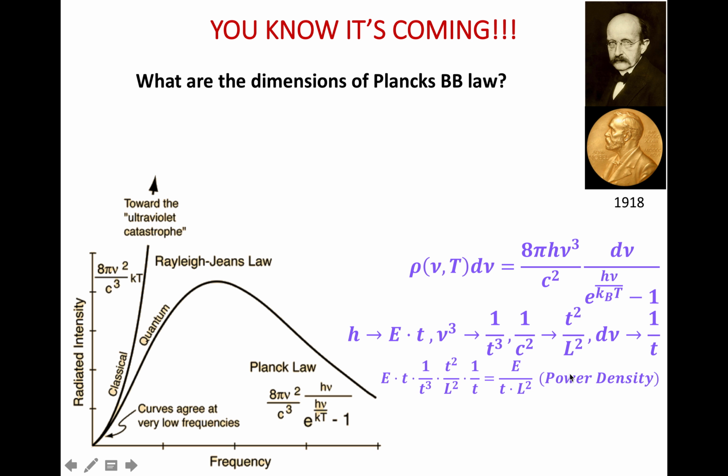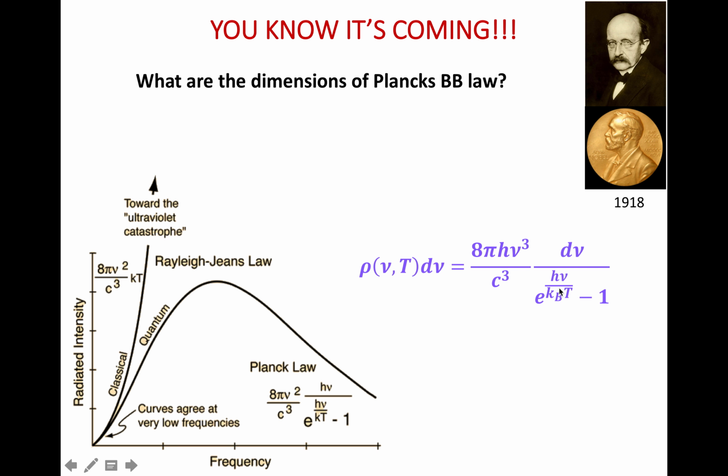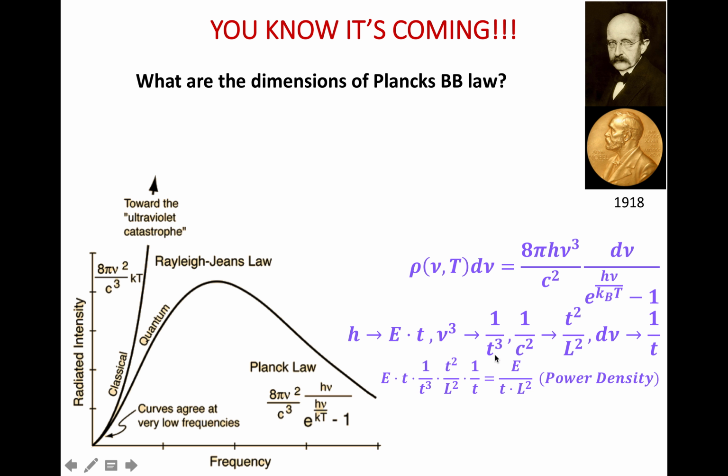So this is, again, a power density. And so if you went through the analysis with c to the third, basically you would end up with energy over length cubed. And so instead of being a power per unit area, you would be an energy per unit volume. So that's the difference.